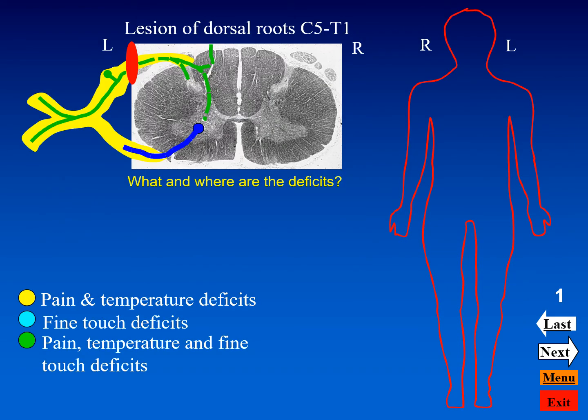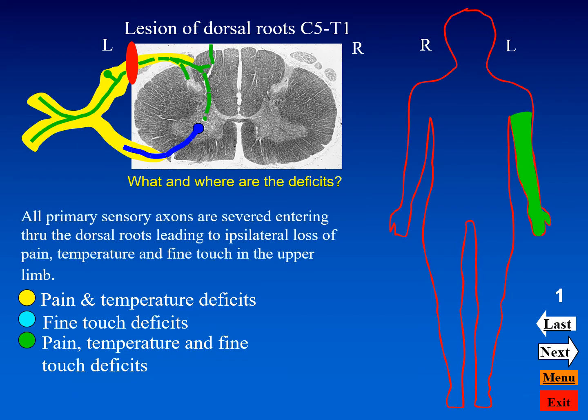So here we see our patient. The lesion is on the left side from C5 to T1. We would expect the deficits to be on the left side, or ipsilateral. And it would include not only pain and temperature, but also fine touch, because all the sensory information coming in through C5 to T1 is cut off. So it'd be ipsilateral loss of pain and temperature and fine touch, and the deficits associated with that. Analgesia, anesthesia, etc., etc.